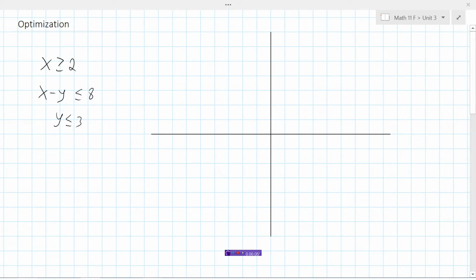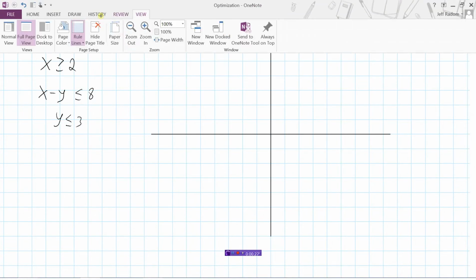So we've looked at systems of inequalities, and I've got three more here. What we're going to do is look at how we can use these systems of inequalities to help us solve some real-world problems. We're going to call this optimization. Well, let's actually get these three inequalities graphed here on our graph.